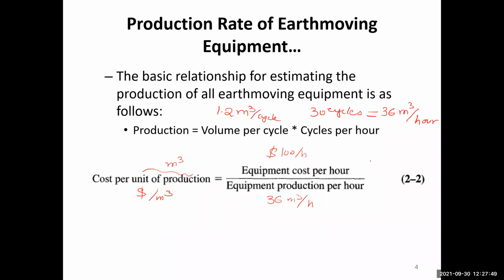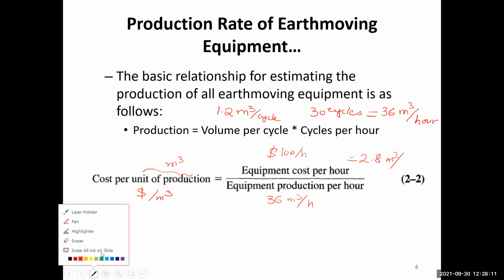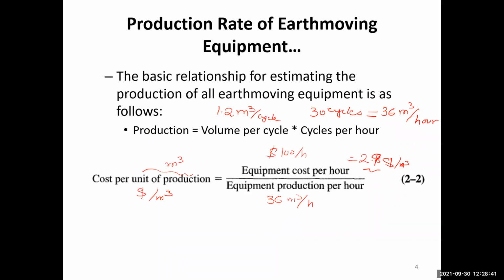So 100 divided by 36 will be about 2.8 something, dollars per cubic meter. If you divide 100 by 36, it will be very nearly 2.9 probably. So this is the cost per unit of production. That is the basic formula we can use.